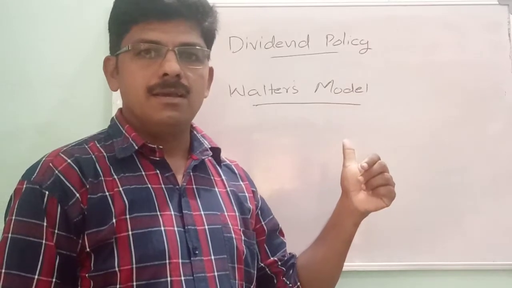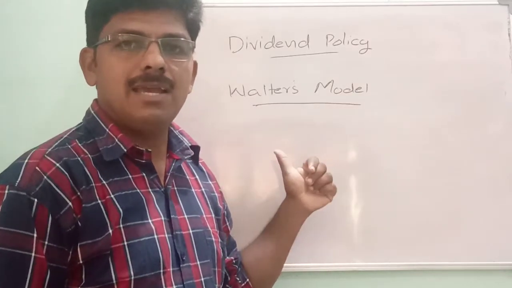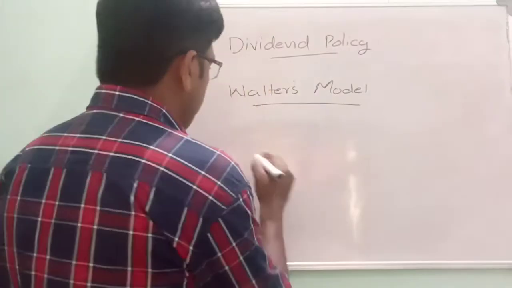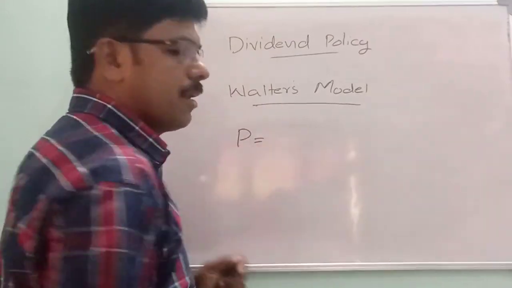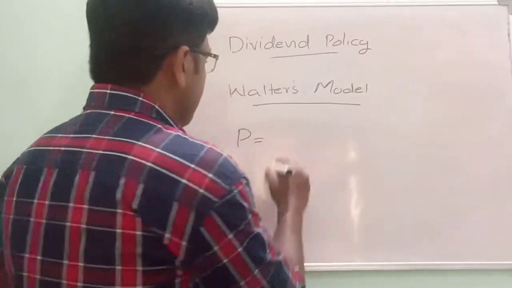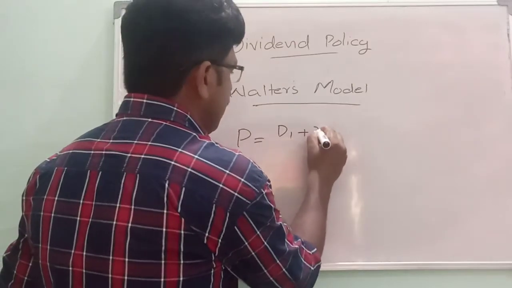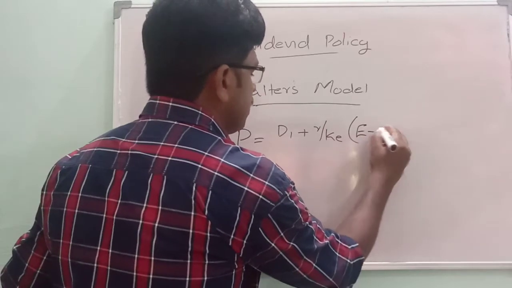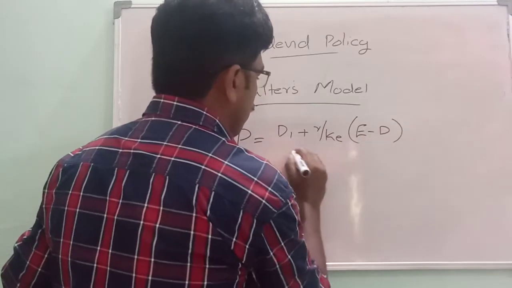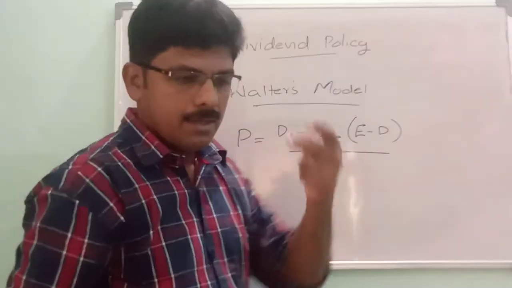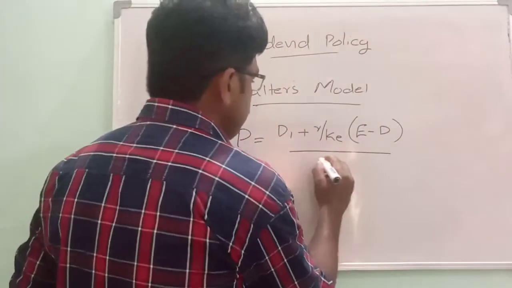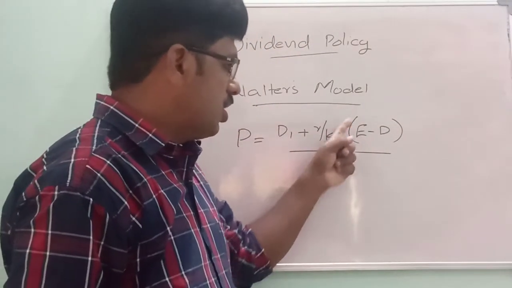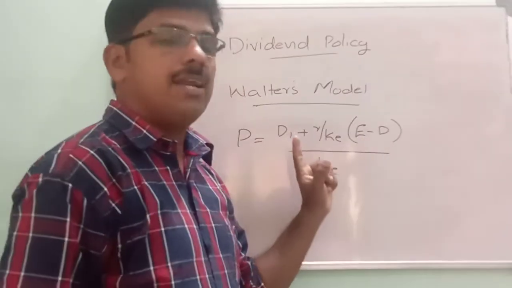Before that, let us see the equation given by Professor Walter for calculating the market price of equity shares. P, the market price of a share, is equal to D plus R divided by KE into E minus D, whole divided by KE.